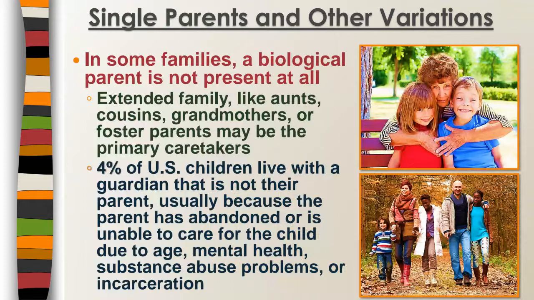And in some families, a biological parent is not present at all. You might be raised by extended family, your aunts, your cousins, your grandma or grandpa, or your foster parents might instead be your primary caretaker. About 4% of U.S. children live in a household with a guardian that's not their biological parent. That could be for any number of reasons.